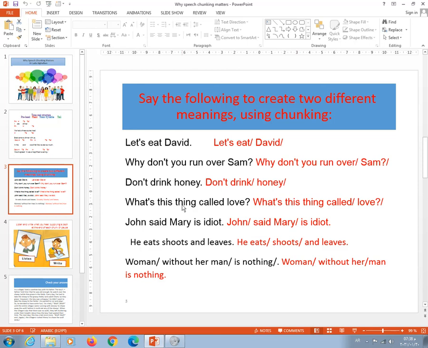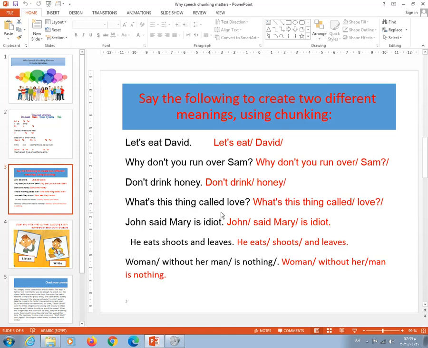Let's look at the second, or number 3. Don't drink honey. Don't drink honey. Here is a verb followed by the object. But in the second, when we cut the utterance into two tone units, we get different meaning. Don't drink, honey. Okay. I call upon my dear addressee not to drink. Ask him or her not to drink honey.